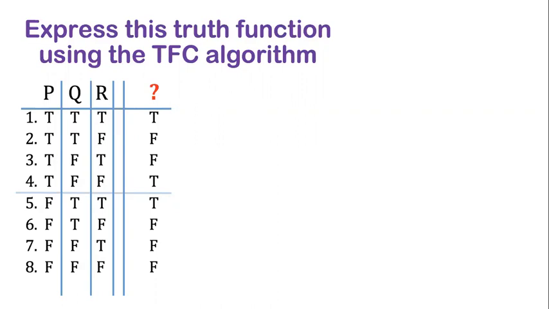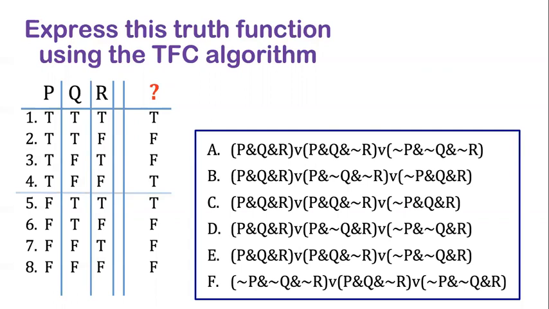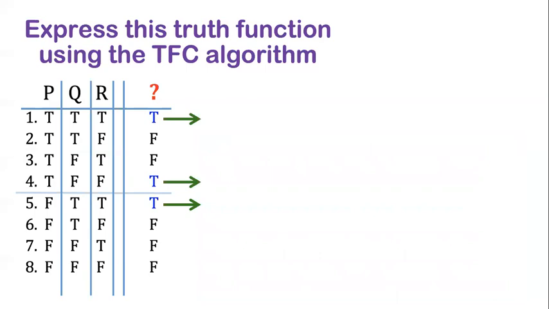Okay, that was your chance to pause your videos. If you need multiple choice, you can check these to see if any of these is the correct answer, but I think you're able to do it even without the examples. Let's see how the TFC algorithm works. Step 1 says, just focus on the rows that are T. You could ignore all the other rows. All that matter are the T's.